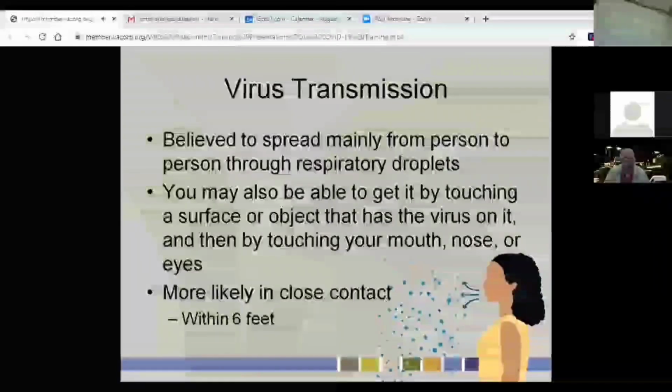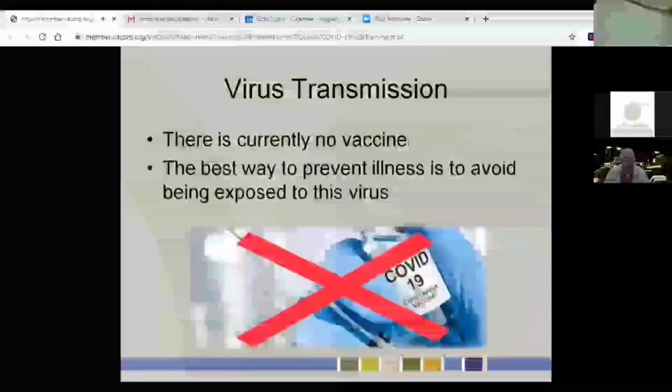And so that 6-foot cushion that we've been hearing about, is there anything necessarily magical in 6 feet exactly? Is it possible someone could sneeze and send those droplets a whole lot further than 6 feet? Yeah, of course. But in typical respiration or breathing, you're going to be much safer outside of that 6-foot range, which is why that's emerged as the standard. Also, we need to point out that there's no vaccine currently available for COVID-19. So the best way to prevent the illness, of course, is to avoid being exposed to the virus altogether.